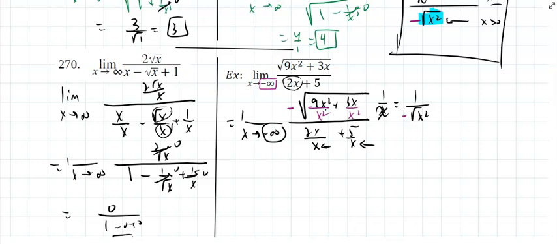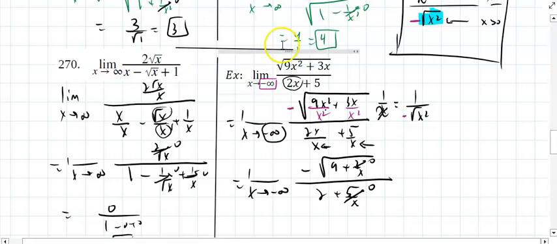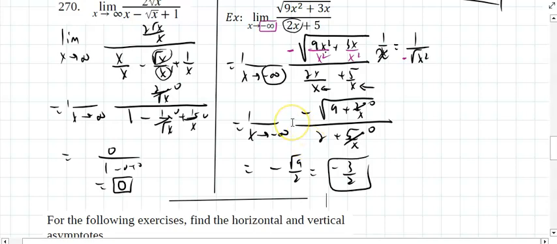And now I would say, look, that's the limit as x approaches negative infinity. This is 2. This is 5 over x. This is negative the square root of 9 plus 3 over x. This will approach 0. This will approach 0. And I'm left with negative square root of 9 over 2, or simply negative 3/2. So the horizontal asymptote for this problem will be negative 3/2 if you're approaching negative infinity.